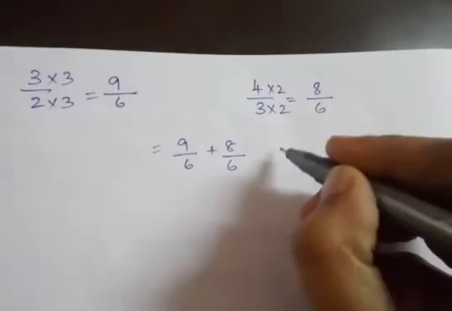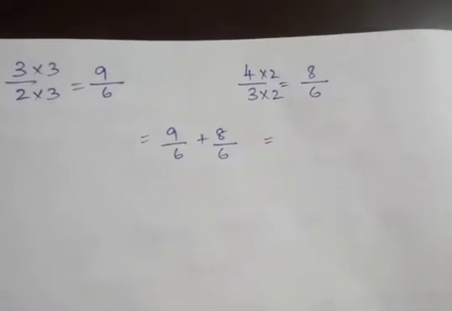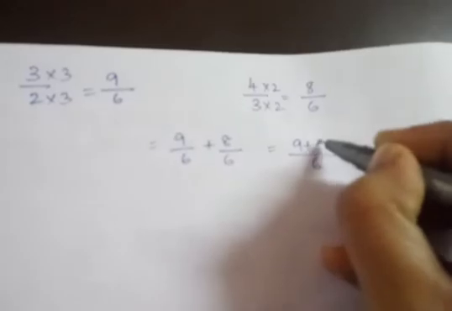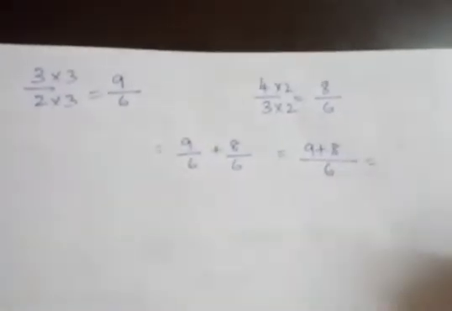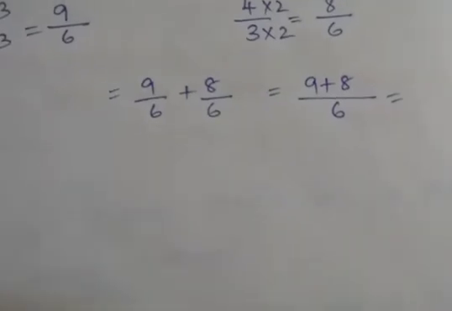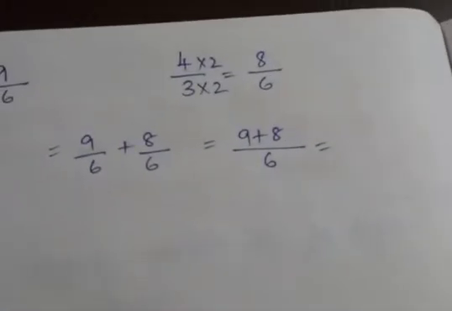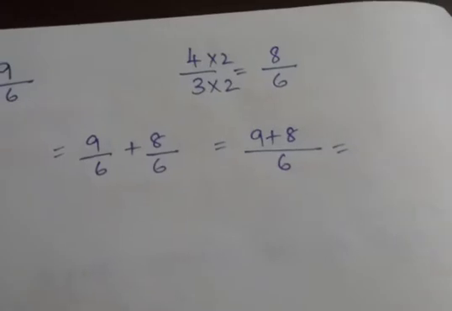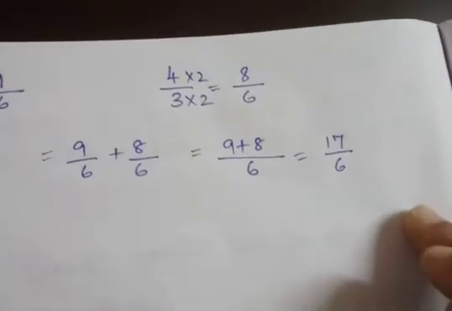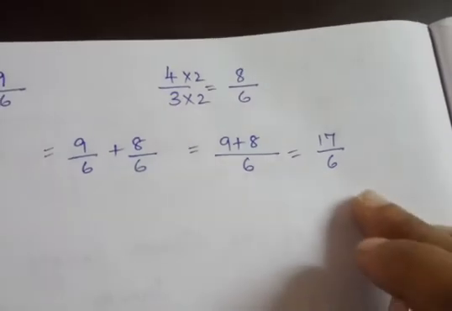Yes, now whether our denominators are same now? Yes, which is 6. 9 plus 8 is what? 9 plus 8, I have just added the numerator. Why? Because the denominators are same, so I have added the numerators. So 9 plus 8 is 17. 17 by 6. So what is the answer you are getting? 17 by 6 is the answer.